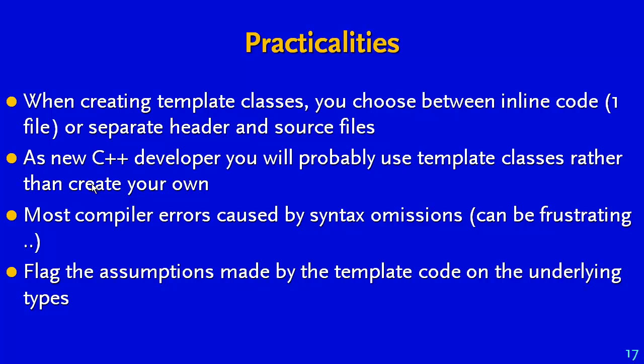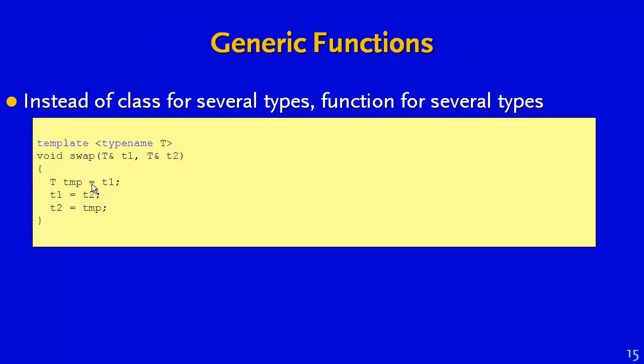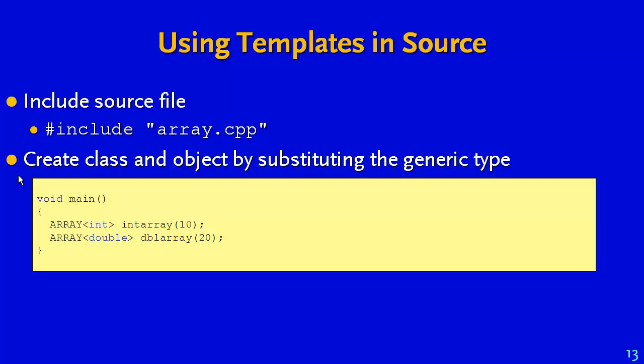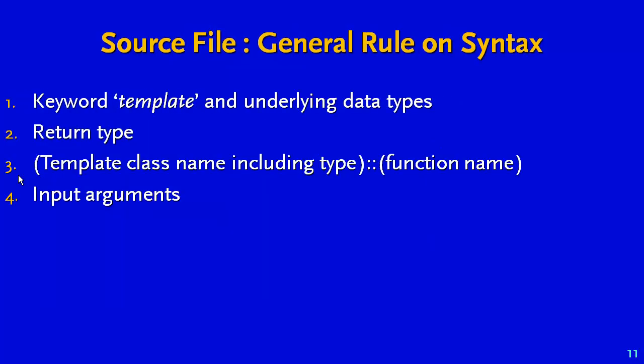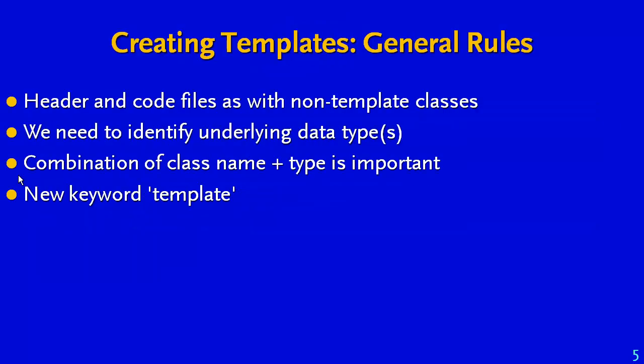The last hint is flag the assumptions made by the template code on the underlying types. So, for example, as I've said here, the underlying type T should have an assignment operator. If I go back to my range class, which I will show you in a moment as well.